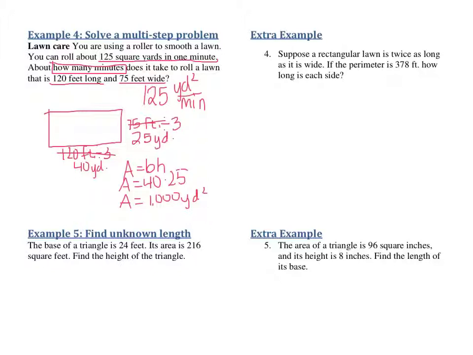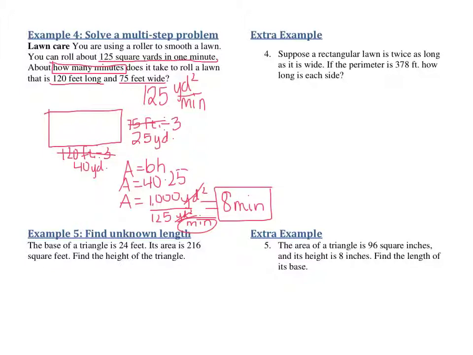So this 1,000 isn't my answer because I want my answer to be how many minutes. So what I'm going to do is take my yards squared and divide it by 125 yards squared per minute. Because what it'll do, it'll cancel out my yards squared, and it'll give me an answer with just minutes as the units. So if you divide 1,000 by 125, you'll find you get 8, and the unit is minutes.